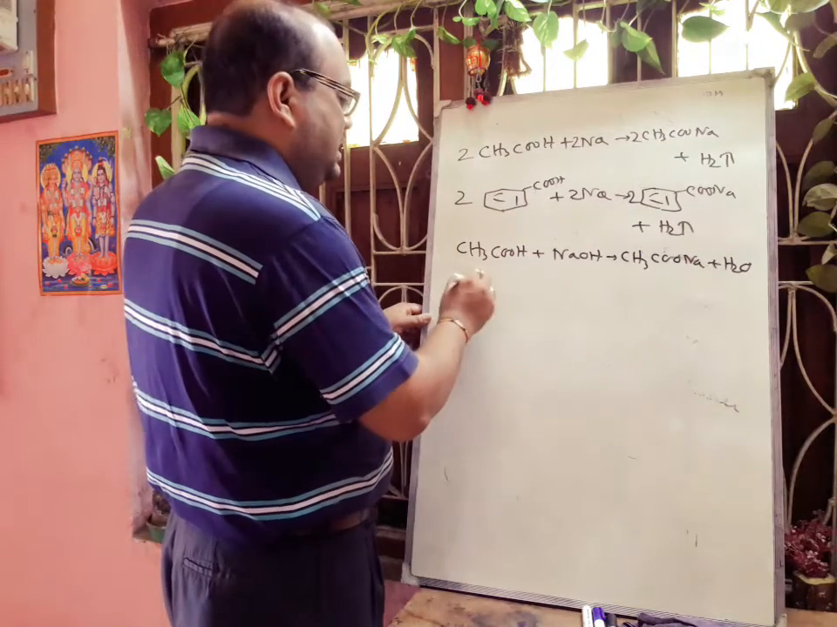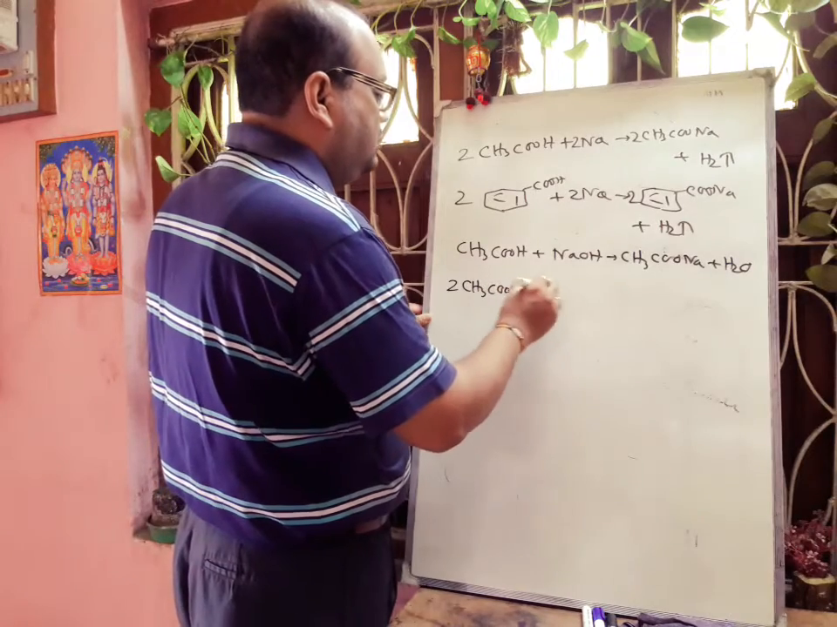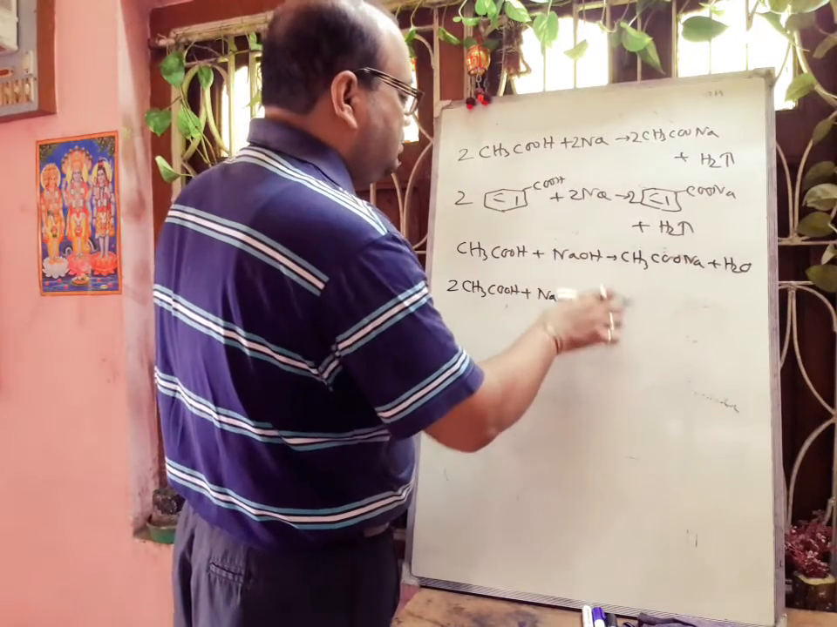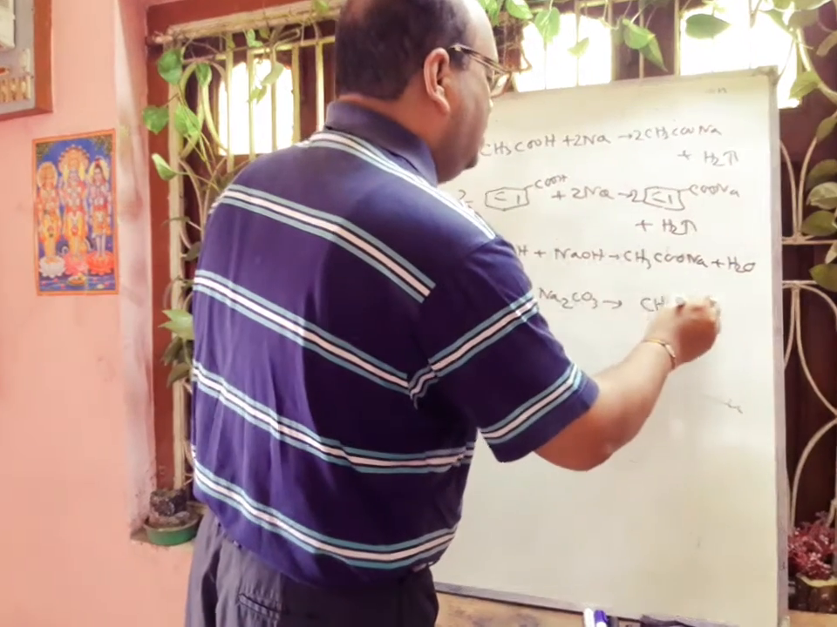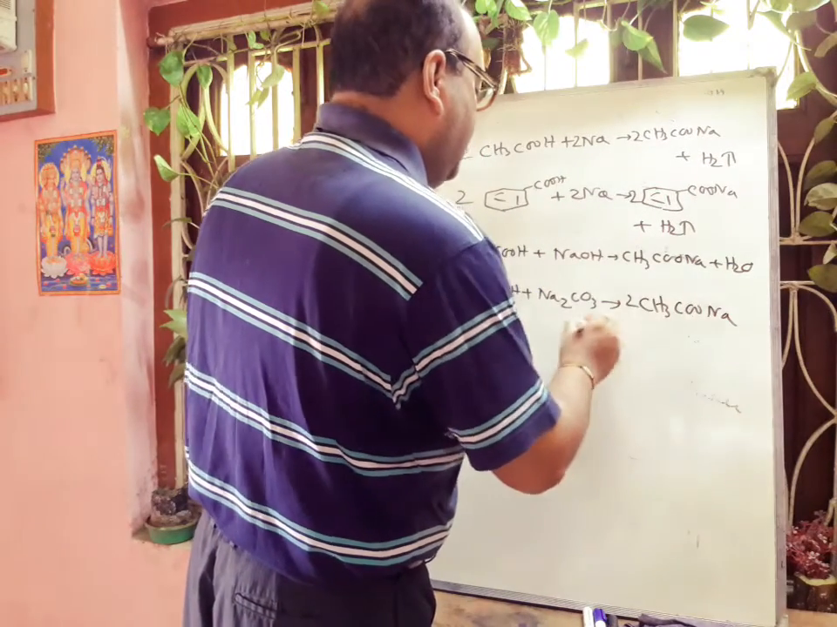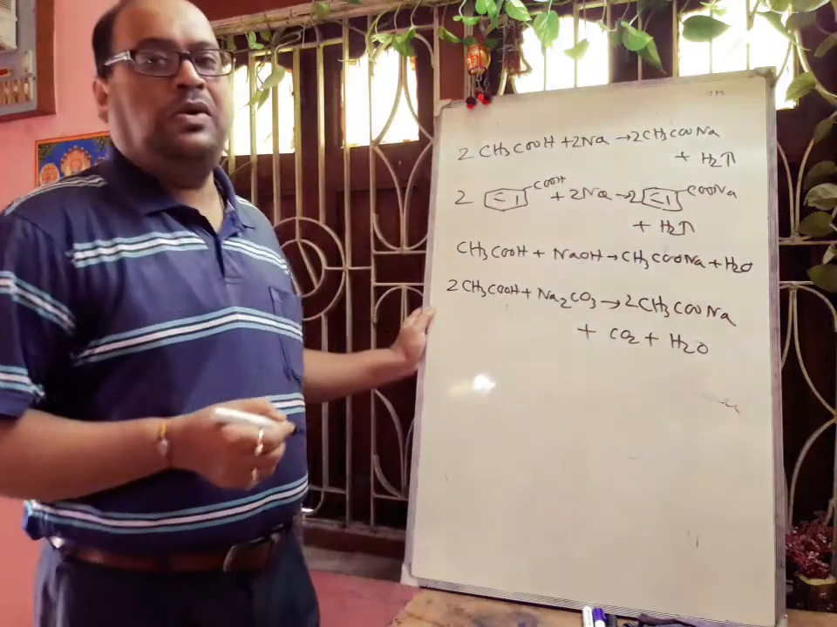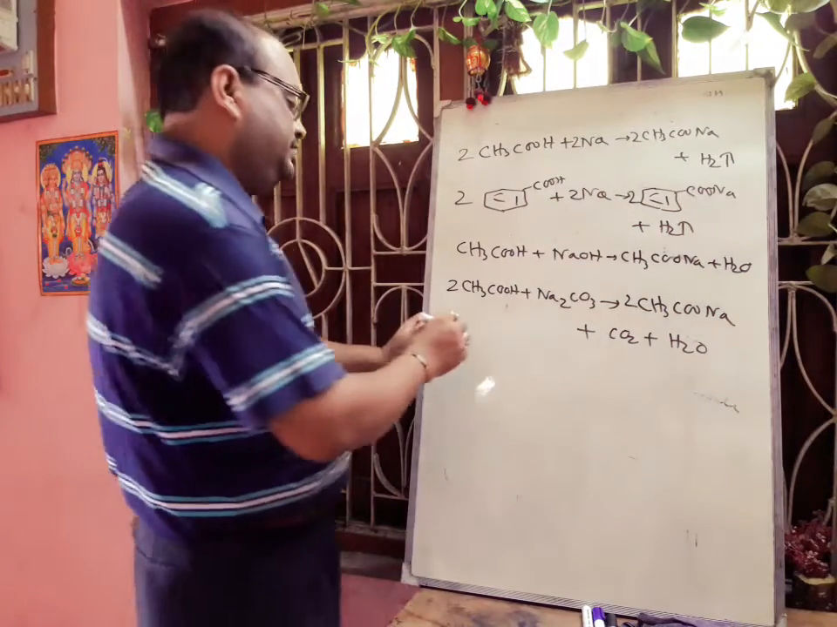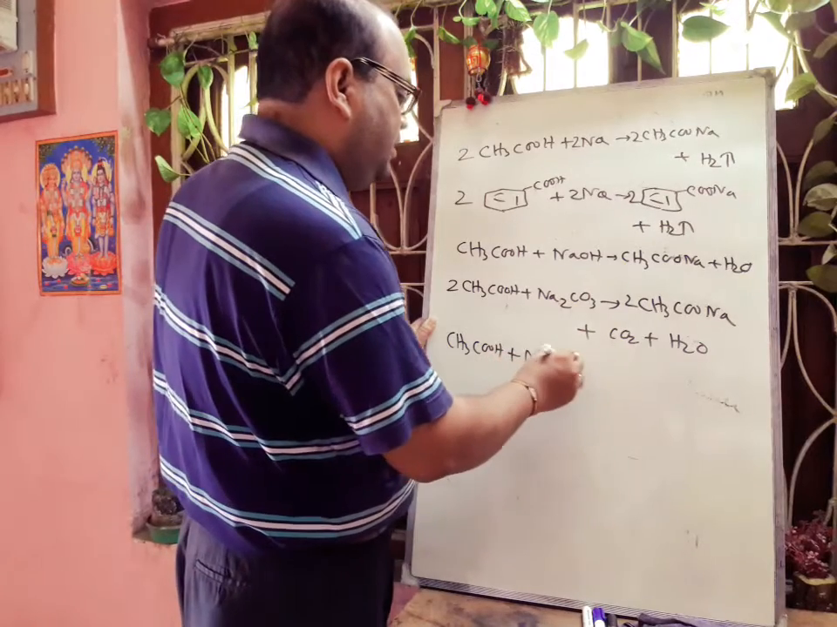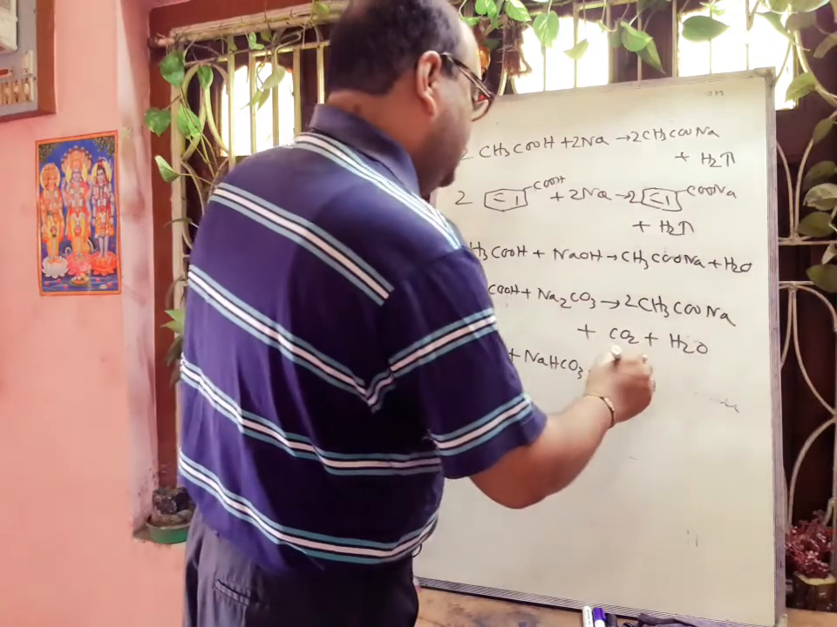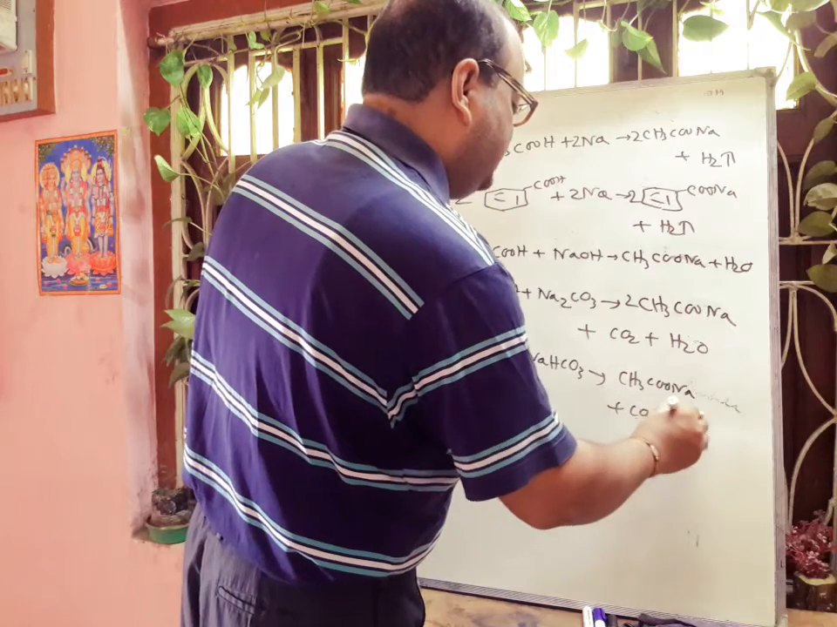So twice CH3COOH will react with sodium carbonate solution forming the sodium salt, plus there will be formation of carbon dioxide gas plus water. Okay. Now if we take bicarbonate, CH3COOH, acetic acid, will react with this bicarbonate also forming CH3COONa plus carbon dioxide gas plus water.